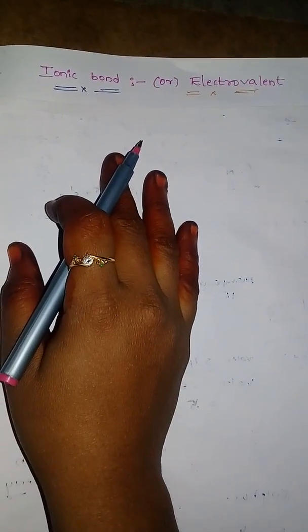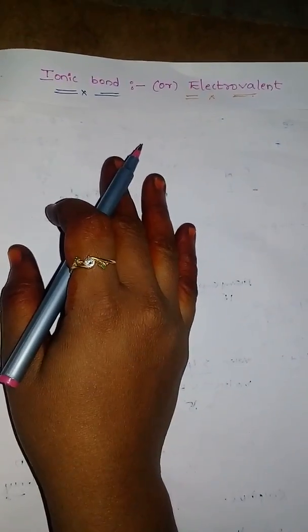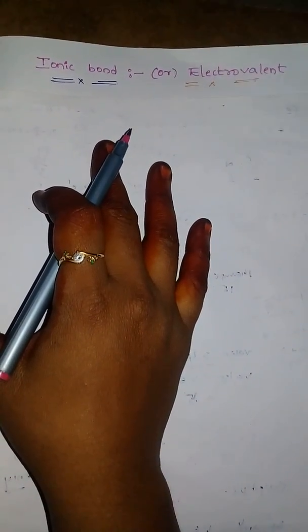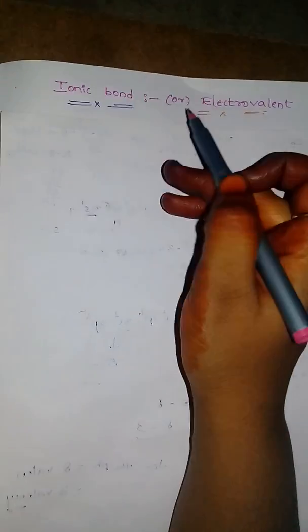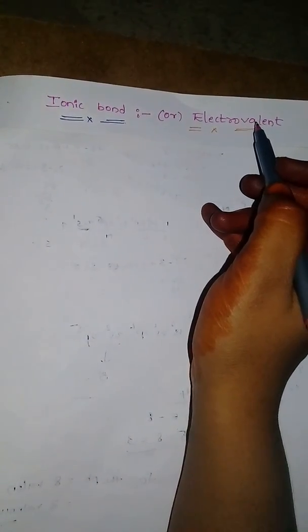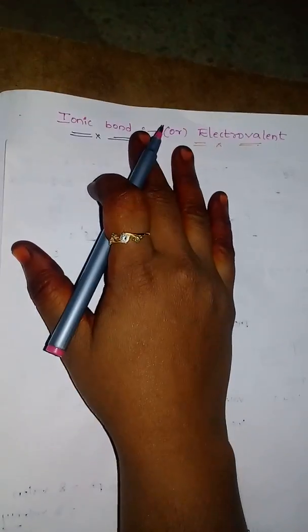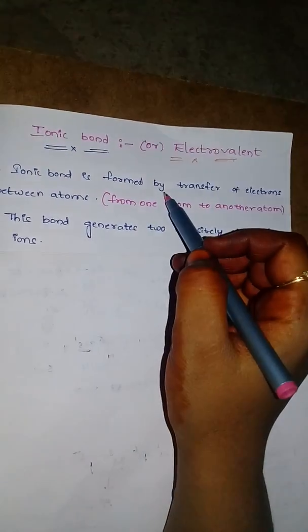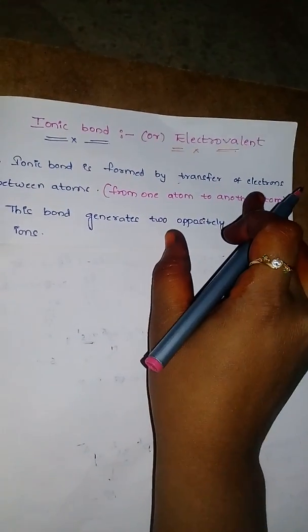Hi friends, in the previous video we already discussed covalent bond. In this video I am going to explain ionic bond. Ionic bond is also known as electrovalent bond. Ionic bond means it is formed by transfer of electrons from one atom to another atom.